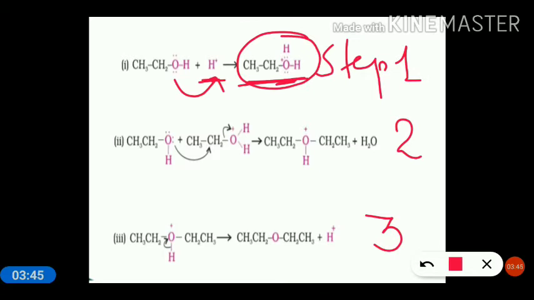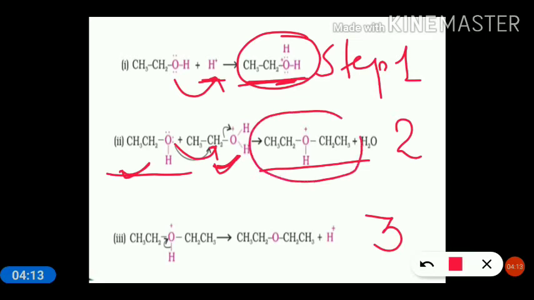This is protonated alcohol. Now this protonated alcohol reacts with one more molecule of alcohol. So the lone pair of electrons of oxygen bonds with the carbon. So what will happen? There is a formation of protonated ether. You can also call it the oxonium ion.